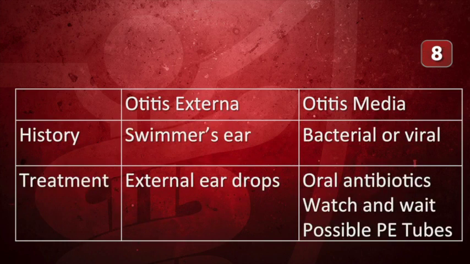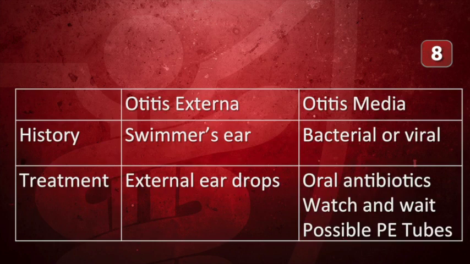For history, on the externa, you'll hear this referred to as swimmer's ear. A lot of patients will come in having just been to the pool or to the lake or whatever, and they'll come in with a lot of gunk in their ear and a lot of pain. So that's more likely to happen with externa. With media, again, this is going to be more bacterial or viral causes, and we talked about that earlier as well. Treatment, most of the time for otitis externa, you're going to use external eardrops. So you're putting antibiotic eardrops into the ear canal itself. But for otitis media, you're going to use more of the oral antibiotics.